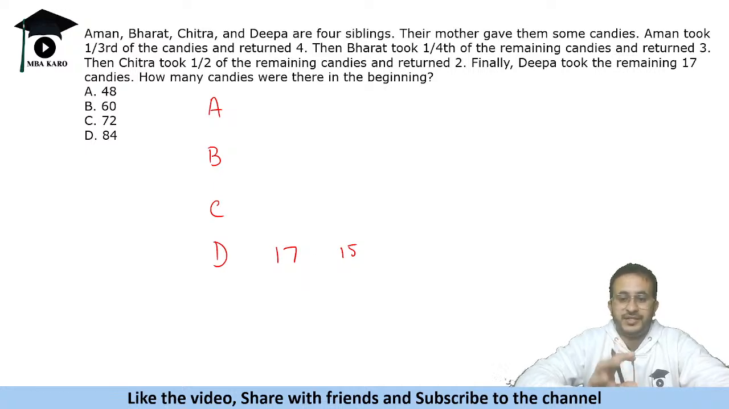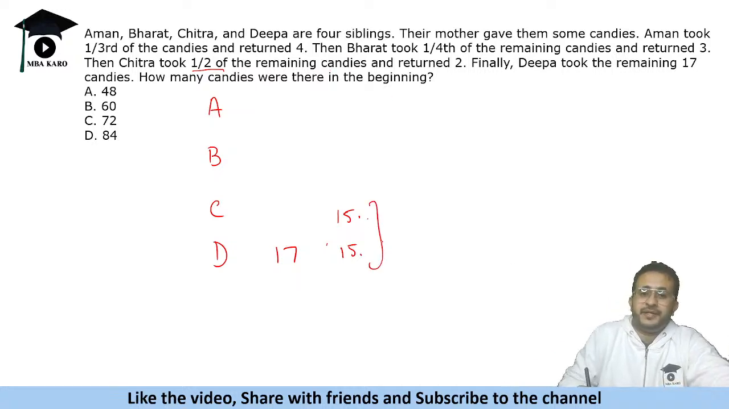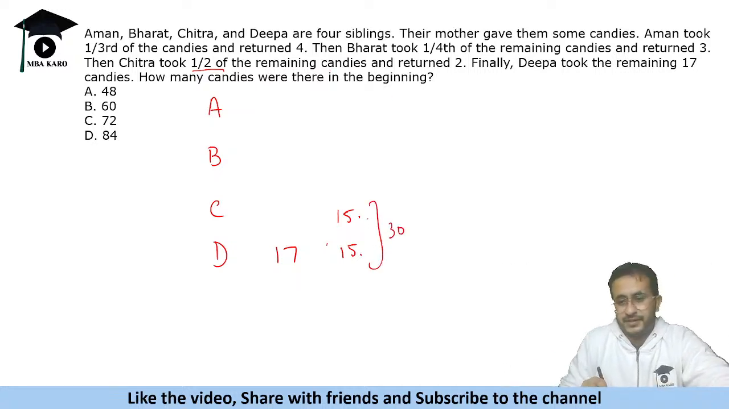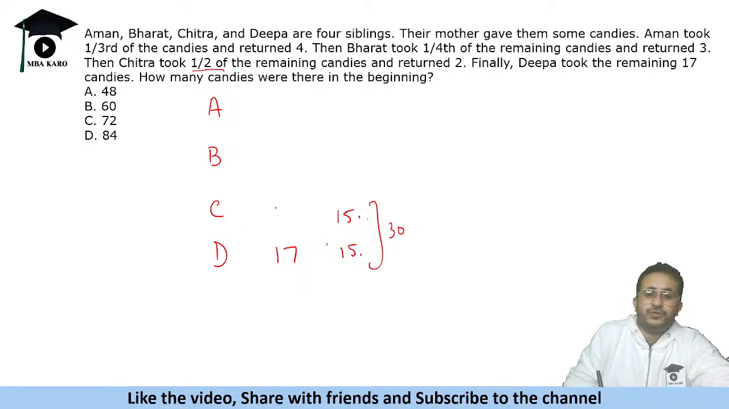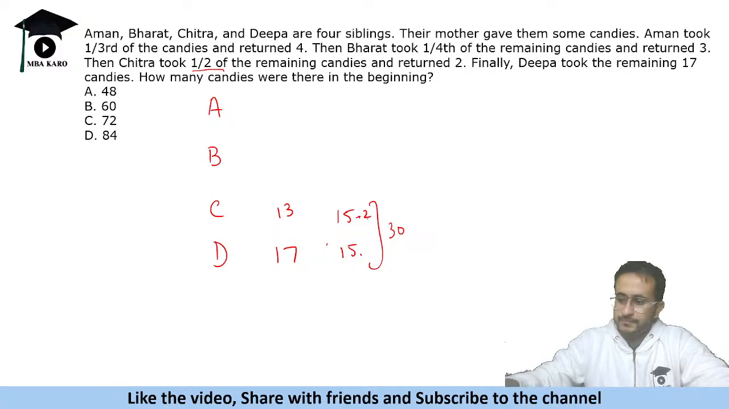ठीक है, so try to understand, this is an interesting question. Okay, so if C did not return the 2 candies तो 15 बचते. So that means C ने पहले 15 पिक किए होंगे. 15, 15, he took half of the remaining candies, so that means remaining were 30 candies. So इसने पहले 15 उठाए फिर 2 ले लिए, so that means C took 13 candies. ठीक है, is it clear?